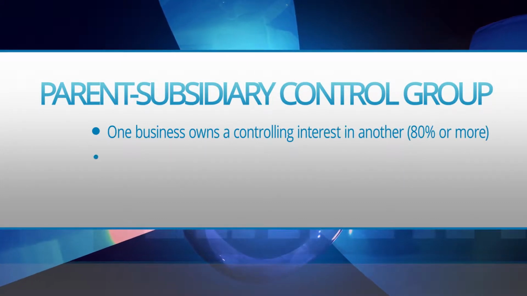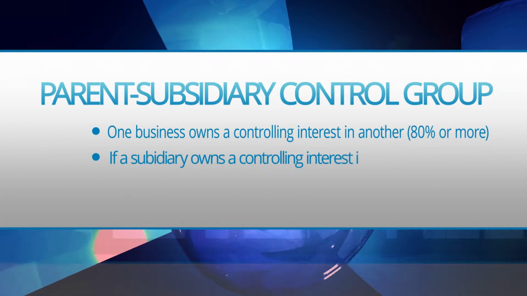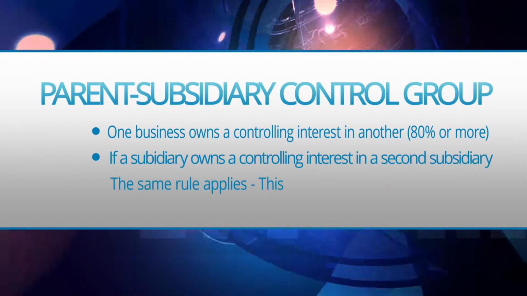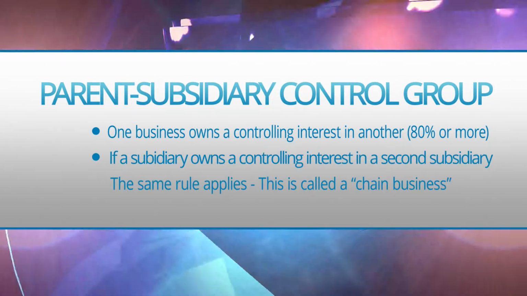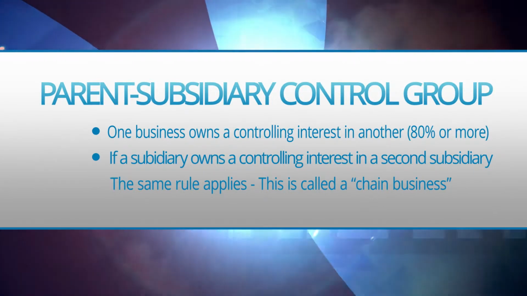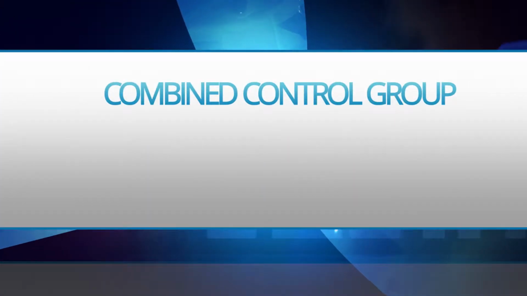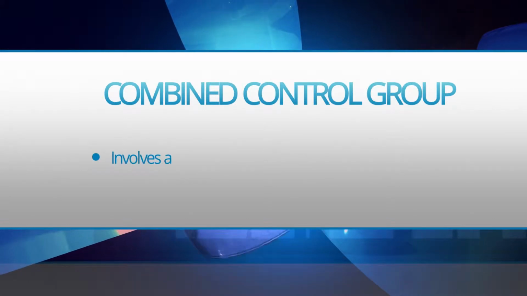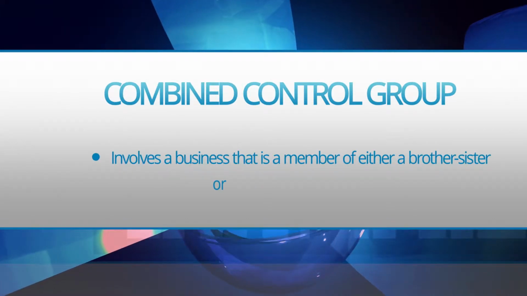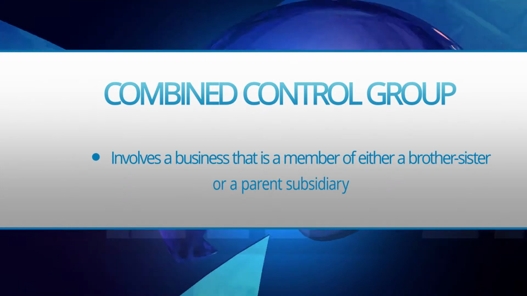A parent-subsidiary controlled group exists where one business owns a controlling interest that's 80% or more in at least one other business. If a subsidiary owns a controlling interest in a second subsidiary, the same rule applies. This is called a chain business. Now, a combined controlled group involves a business that is a member of either a brother-sister group or a parent-subsidiary.